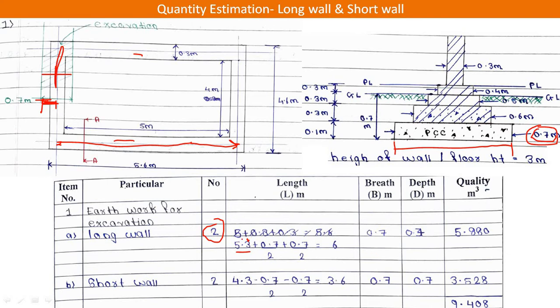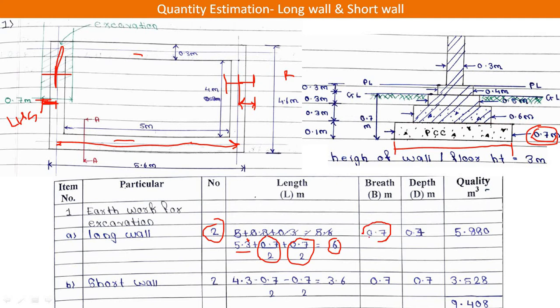So this is 5.3, the center of the long wall, plus 0.7 by 2 for the left-hand side, plus for the right-hand side we also have to add 0.7 by 2, because here also it will be 0.7. So we have to add this amount of distance for the excavation, which comes to a length of 6 meters. The width of excavation will be 0.7, which is the width of the PCC.